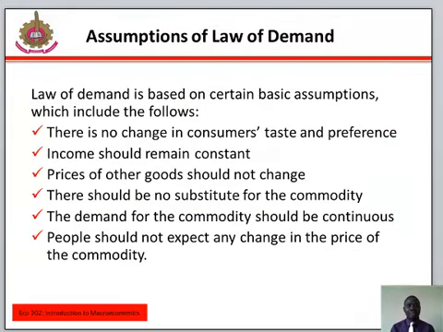Assumption of law of demand. Law of demand is based on certain assumptions, which include: 1. There is no change in customer taste. 2. Income should remain constant. 3. Prices of other goods should not change. 4. There should be no substitute for the commodity. 5. The demand for the commodity should be continuous. And the last one, which is number 6, is people should not expect any change in the price of the commodity.